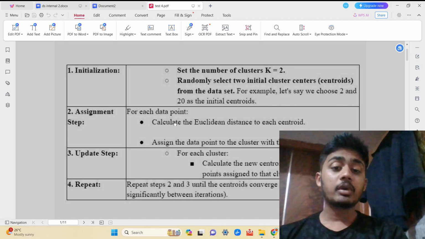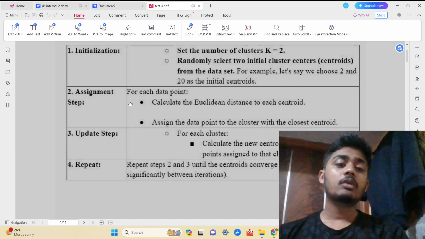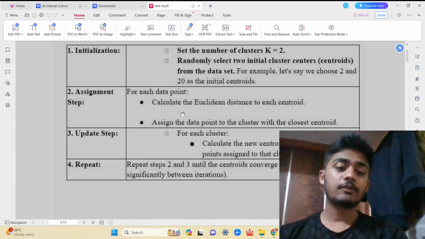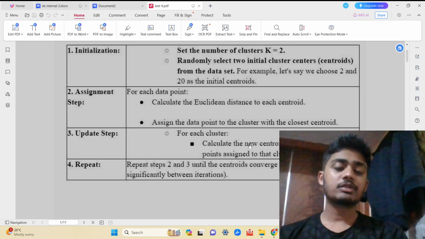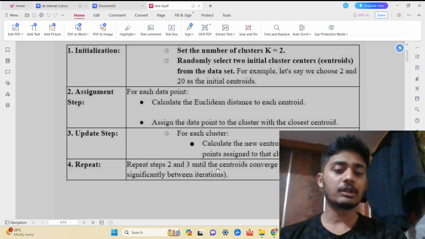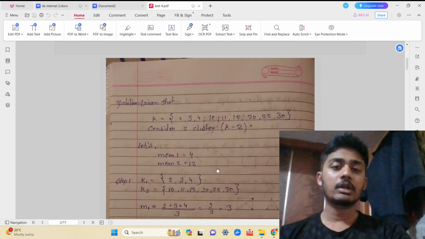Then assignment. For each data point, calculate the Euclidean distance to each centroid and assign the data point to the cluster with the closest centroid. After finding these two clusters, we have to update the centroids. For updating, we calculate the mean of the data points in each cluster, and repeat until the two centroids do not change between two iterations, and that will be our final cluster. So let's see an example and solution.